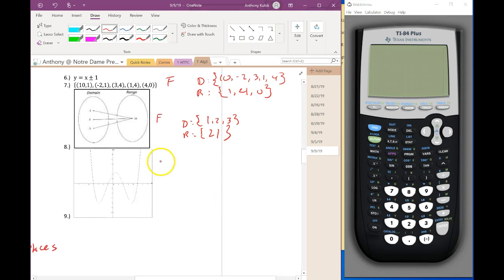Let's go with 9 now. Is this a function? 9. Why would you justify it?